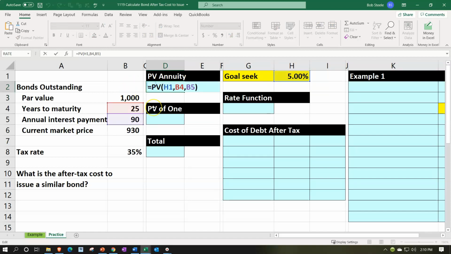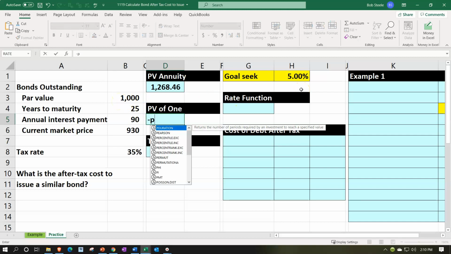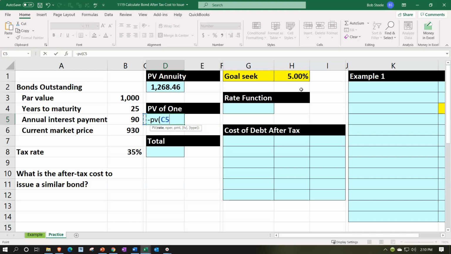I'm going to put a negative sign before the PV to make it a positive number. Let's do the present value of 1, the present value of this 1,000 with our assumed rate of 5%: negative PV, shift 9, rate is going to be that assumed 5%, comma, number of periods is going to be 25, comma, comma, future value, we're going to pick up that 1,000, and enter. So if we add those two up, we get a price based on that 5% rate of 1563.76.